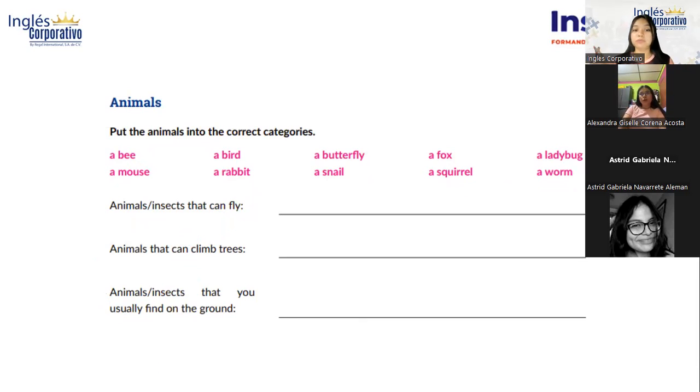For example, another animal? How do you say hormiga in English? Okay, so how do you say hormiga, guys? Who knows? Nobody? ¿Cómo lo decimos? Hormiga? Ant. Okay? Ant. Como en la película. Yes, exactly. That is another animal that we can find on the ground.